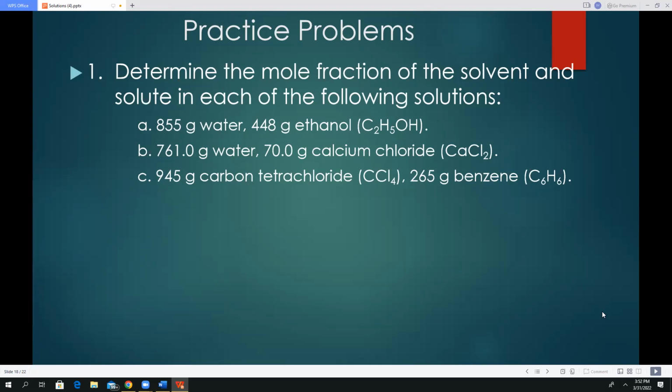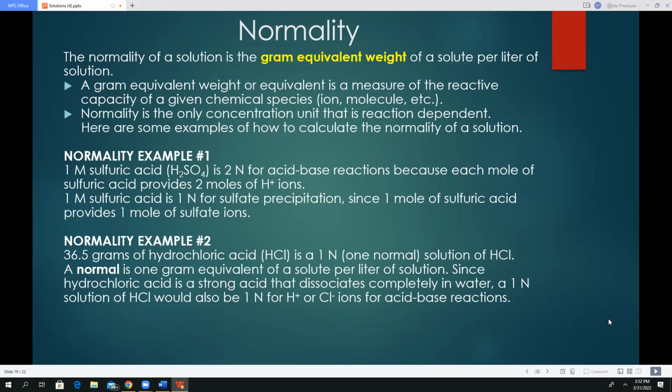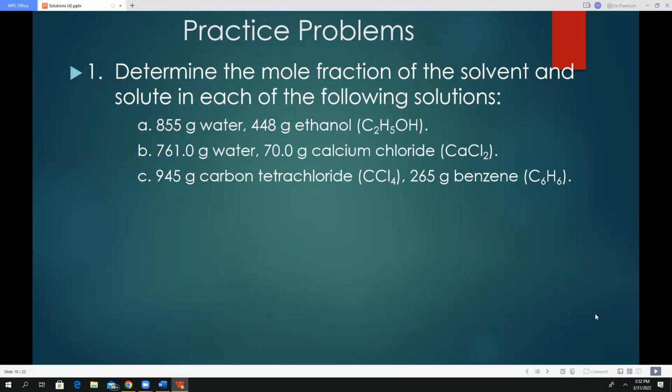That's a lot of calculations just to get two little numbers, but that's how it works. Remember, they should add up to 1 if you did it right, or very close to 1.